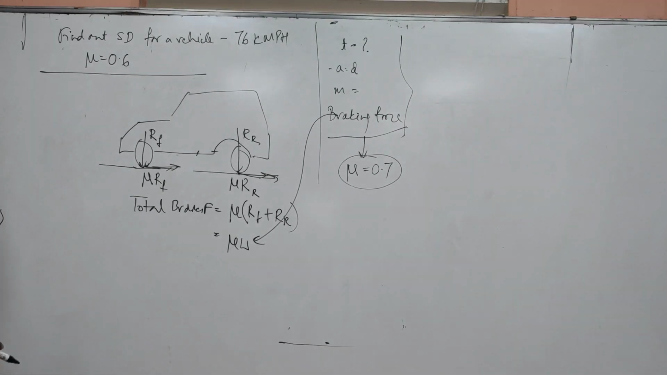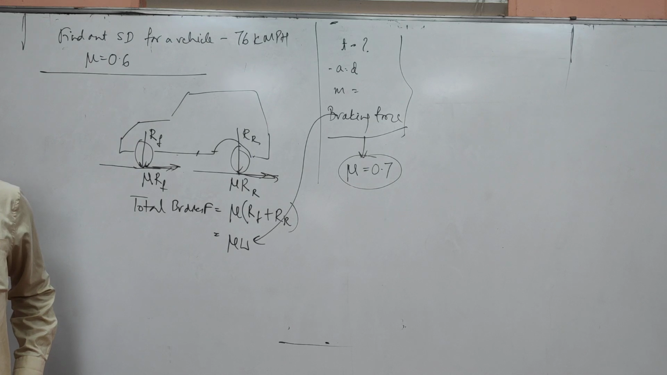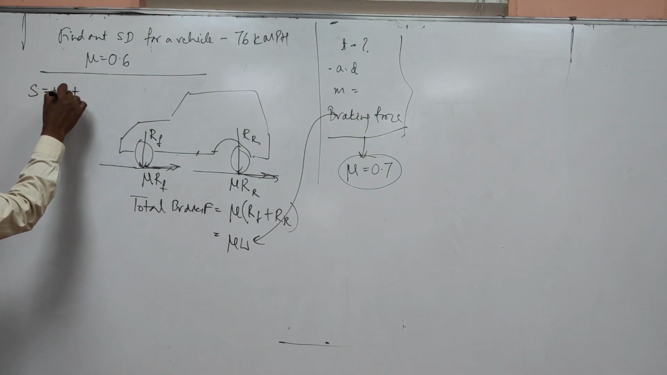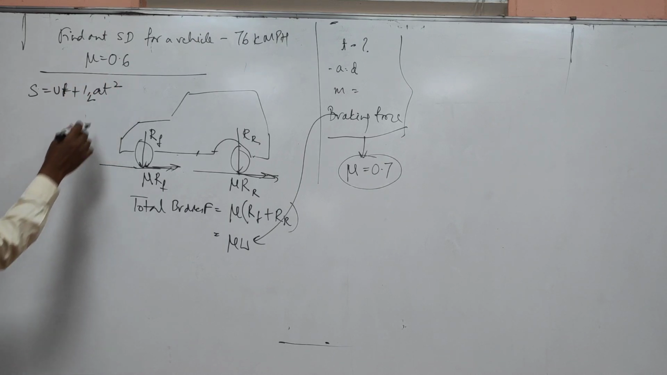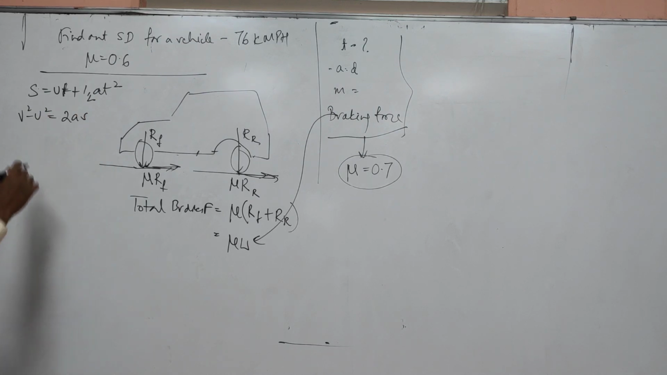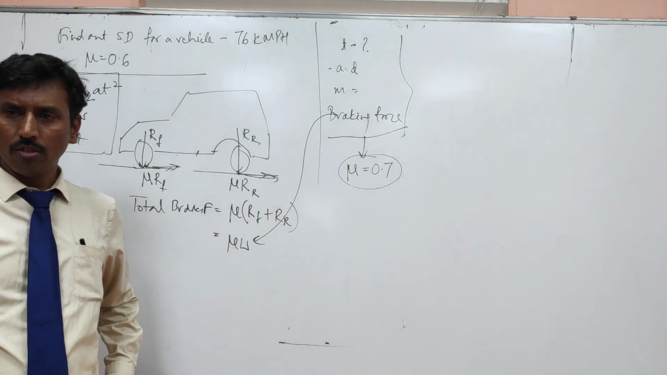So here we want the stopping distance. What formula can we use, guys? There are a lot of formulas related to initial velocity, final velocity, acceleration and so on. One formula is S equals ut plus half at square, another is v square minus u square equals 2as, and another is v equals u plus at. You can use these three basic fundamental equations of velocity and acceleration to solve this.